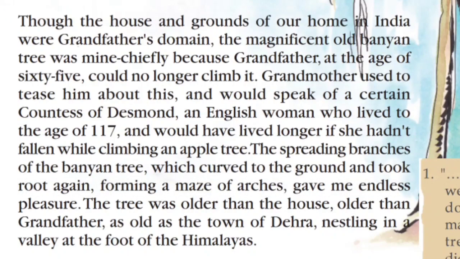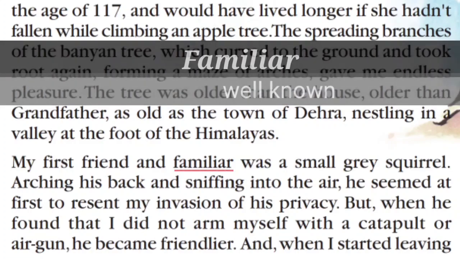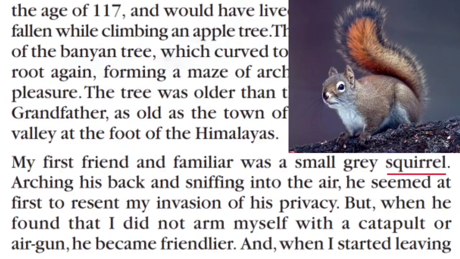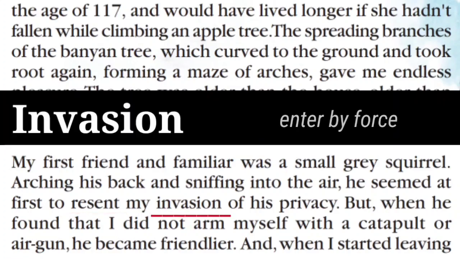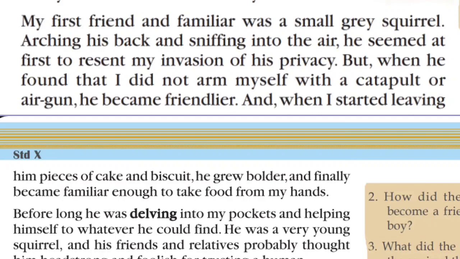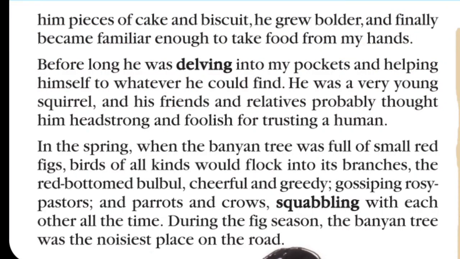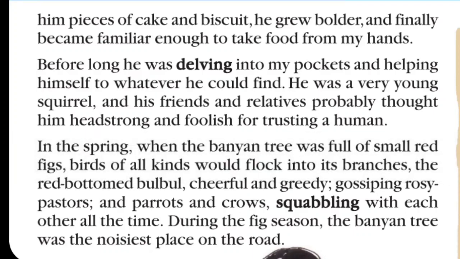Here in the first paragraph, the boy introduces his grandfather and he says about the banyan tree which was under his control. And he enjoys the beauty of the banyan tree. My first friend and familiar was a small grey squirrel. Arching his back and sniffing into the air, he seemed at first to resent my invasion of his privacy. But when he found that I did not arm myself with a catapult or air gun, he became friendlier. And when I started leaving him pieces of cake and biscuit, he grew bolder and finally became familiar enough to take food from my hands. Before long, he was delving into my pockets and helping himself to whatever he could find.